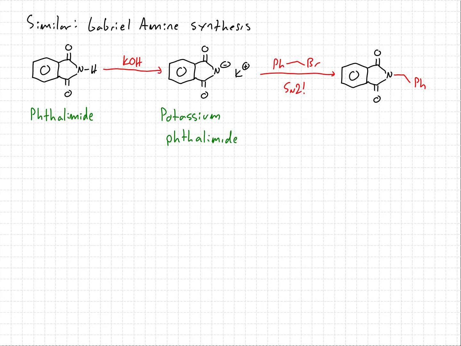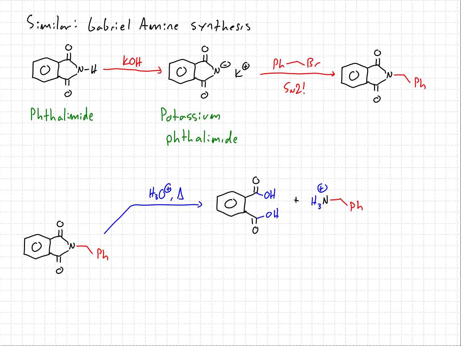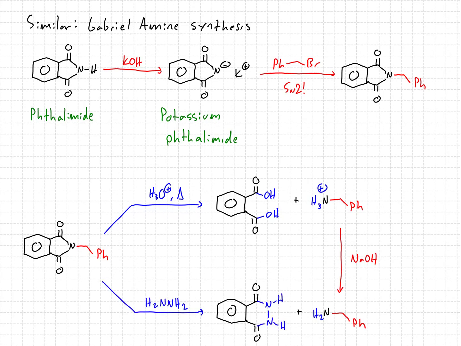Now, this imide is not an amine, so in order to liberate the free amine, we have to hydrolyze this derivative. We can either do this using H3O+ and heat, treating it like an amide. This will give us this dicarboxylic acid and an ammonium ion, which can be deprotonated to generate the amine. Another route uses the very nucleophilic dinitrogen compound hydrazine to hydrolyze these and release the amine. The big disadvantage of the Gabriel amine synthesis is that it is extremely atom inefficient, as we throw away most of the atoms in our starting material.